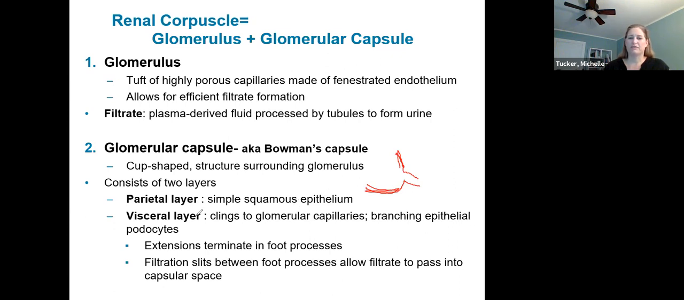Then there is a visceral layer, which if you look at the model from lab, it's like the glomerular capillaries are, some of them are red and some of them are white, and that white is this visceral layer of the glomerular capsule. The majority of the cells are called podocytes, which have little feet on them, and the feet will open and close to help regulate the filtration rate.